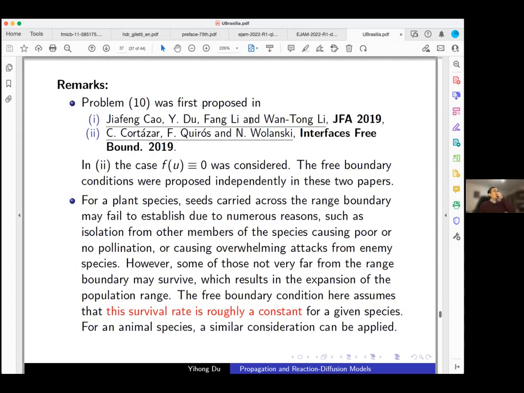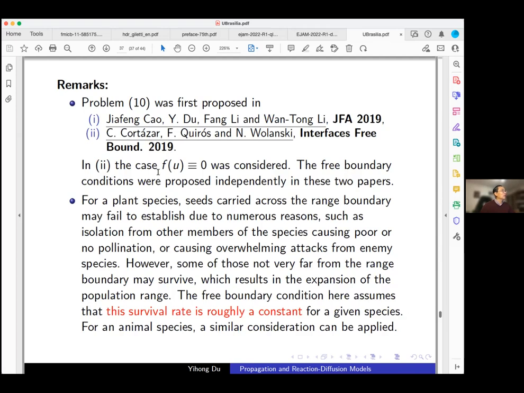And the model actually appeared independently in 2019. This is our work, and this is a work of another group, people from, I think, Argentina and Spain. I know Fernando very well, and we had collaborations. But at that time, we didn't know each other's work. So that was really rather independent.